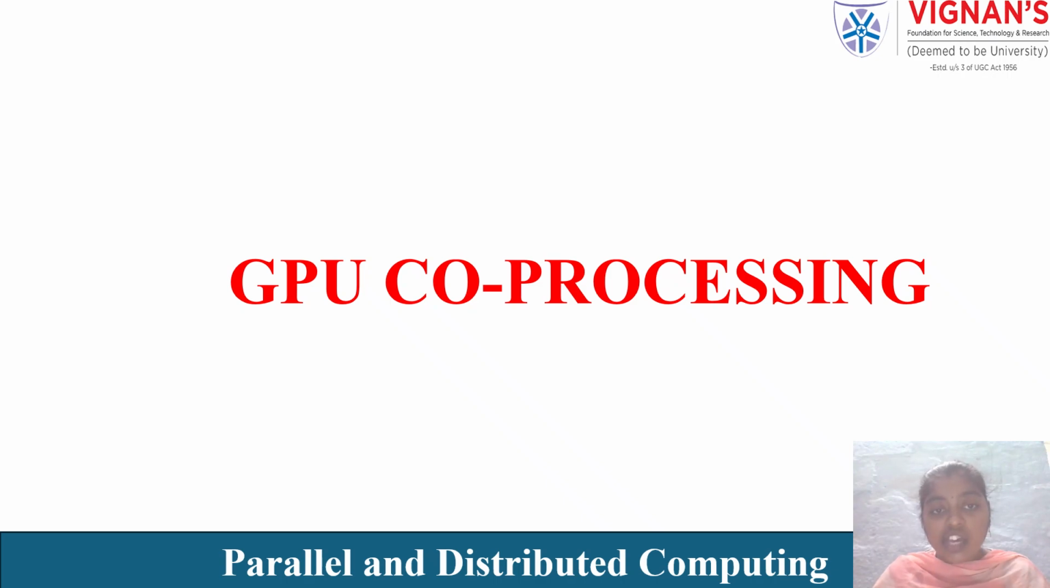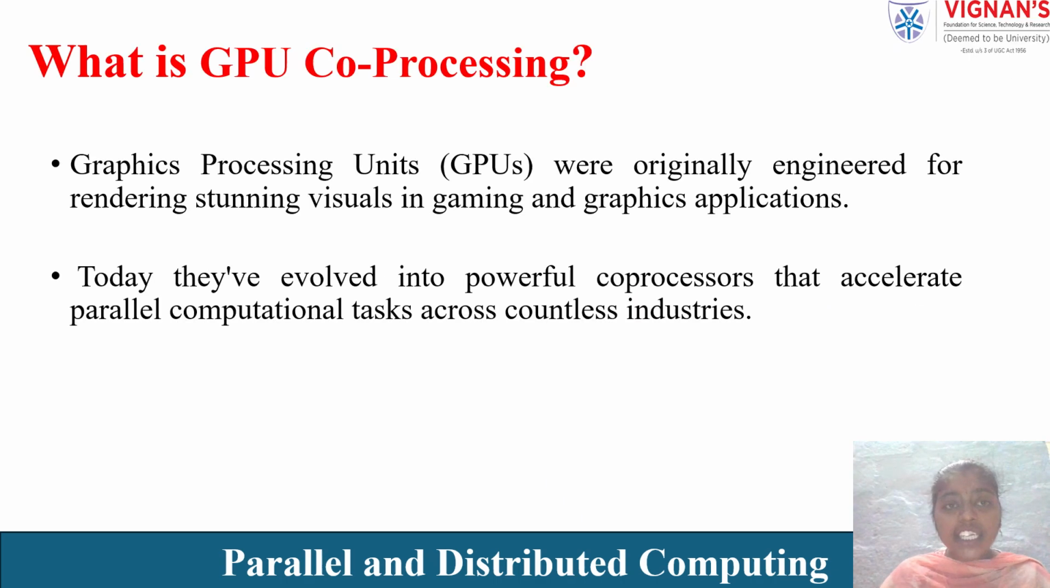Hello everyone, today we are going to discuss GPU coprocessing. What is GPU coprocessing? Graphics Processing Units (GPUs) were originally engineered for rendering stunning visuals in gaming and graphics applications. Today they have evolved into powerful coprocessors that accelerate parallel computational tasks across countless industries.